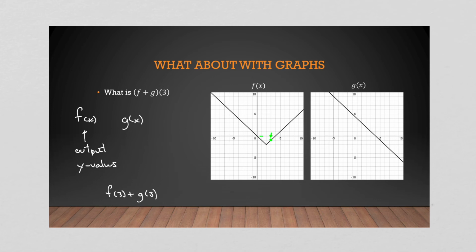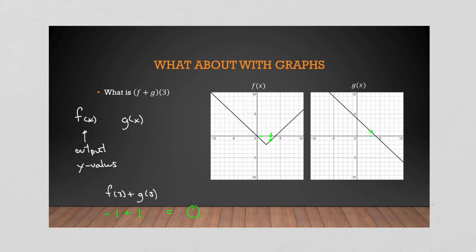So my y value is -1. So I'm going to go -1. And then for g, when x is 3, I'm here at +1, so -1 plus +1. So the combination here is actually the answer 0. So you're looking for the given y values when you're at a specific x value.